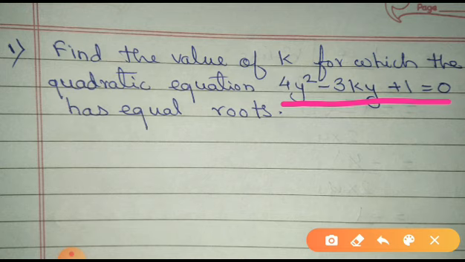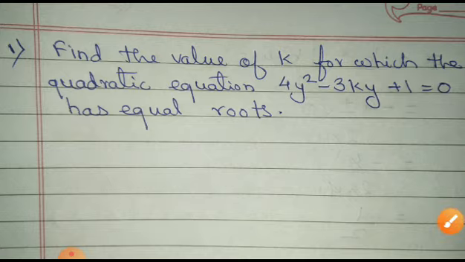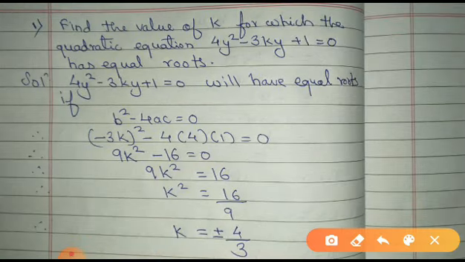Okay. So from the given equation, check what is the value of a, b and c. What will be the value of a? It will be 4. B is minus 3k, and value of c is equal to 1. So I'll be getting b square minus 4ac equal to 0. Just substitute the values of your b, a and c. Then simplify it and see what is the value of k you will be getting.